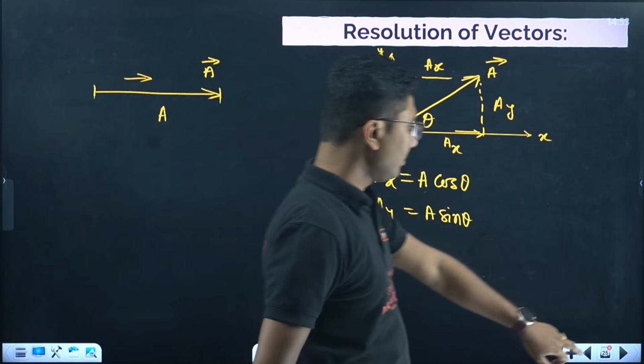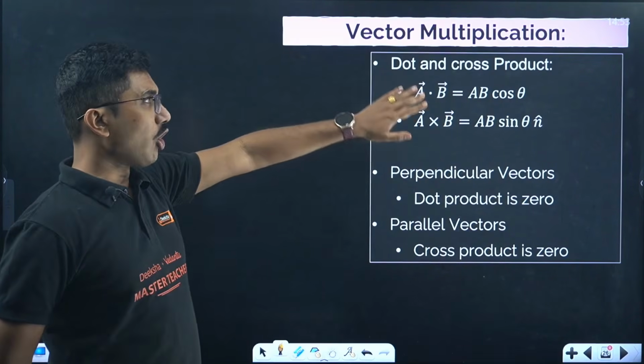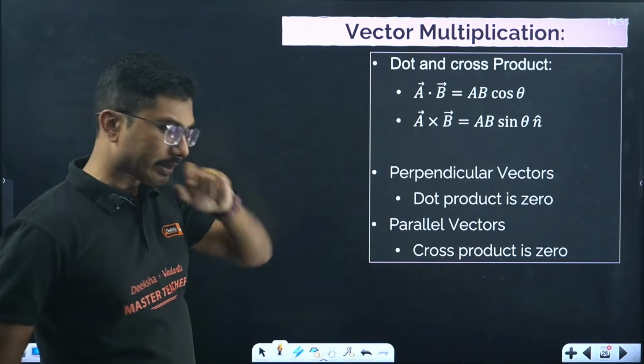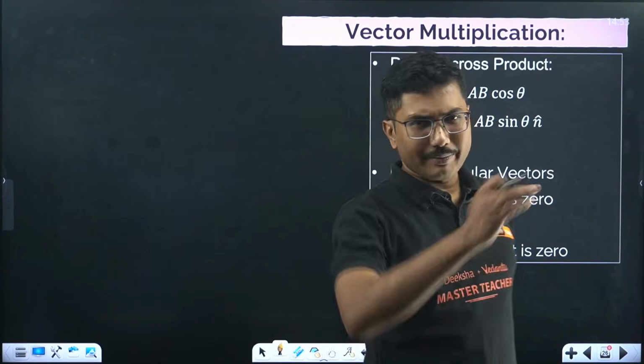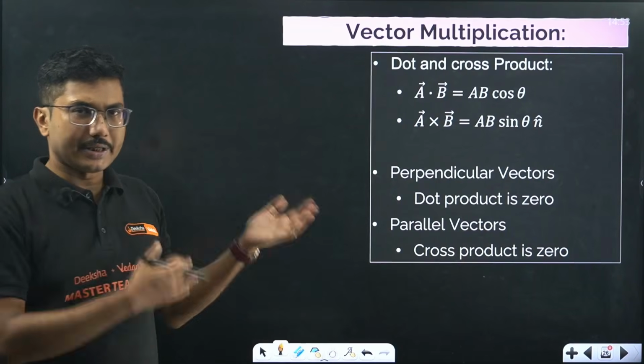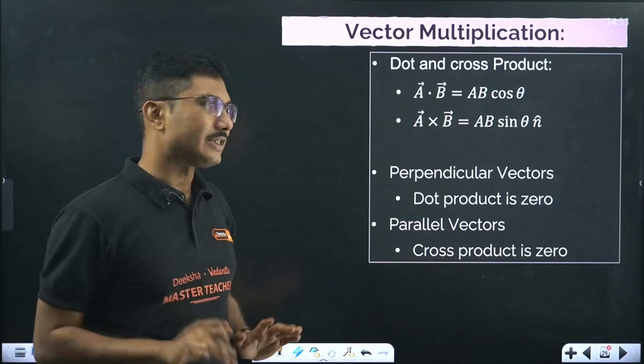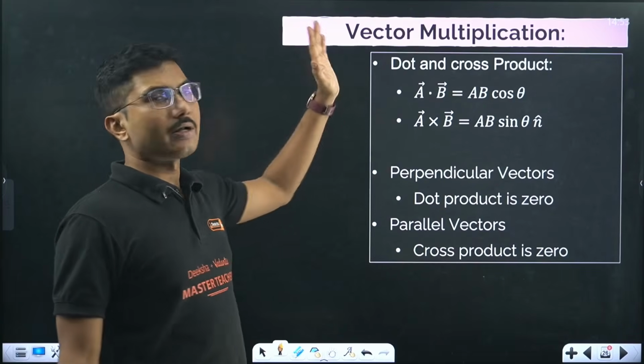Now let's move on. Dot product and cross product. So vector multiplication. Even though vector multiplication is dealt with in some other chapter, because vectors are introduced in this chapter, I would like to complete the entire vector topic in this chapter itself. So, dot and cross product.